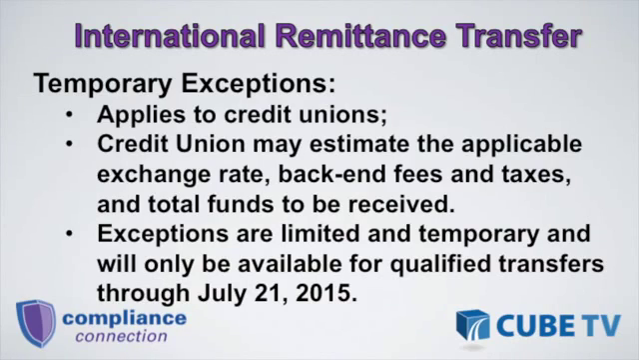Generally, all disclosed amounts must be exact. However, there are some exceptions that allow credit unions to estimate the applicable exchange rate, back-end fees and taxes, and the total funds to be received. These exceptions include a temporary exception for credit unions and permanent exceptions for transfers to certain countries and for certain back-end fees and taxes that are not otherwise required to be disclosed.